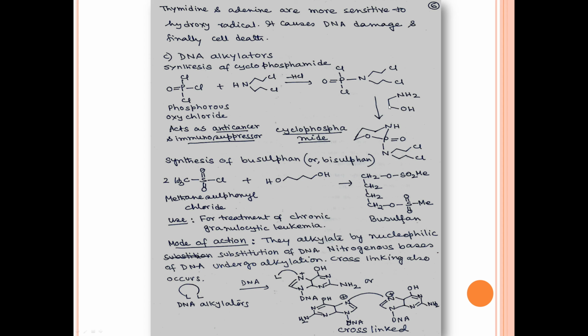ethanamine, where there are 2 carbons, one carbon attached with the OH and another carbon attached with the NH2. Then what will happen? These 2 chlorines on the phosphorus, not on the nitrogen, one chlorine on the phosphorus will be connected with the nitrogen, another will be connected with the oxygen, and there will be cyclization also. So this ring formation will happen.